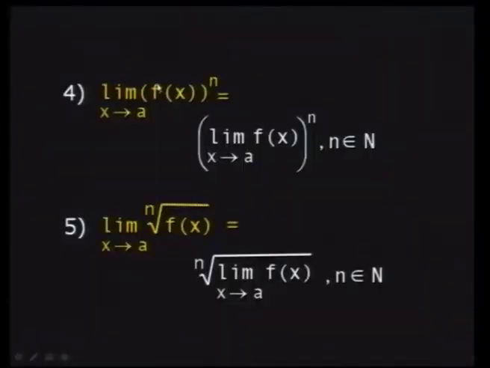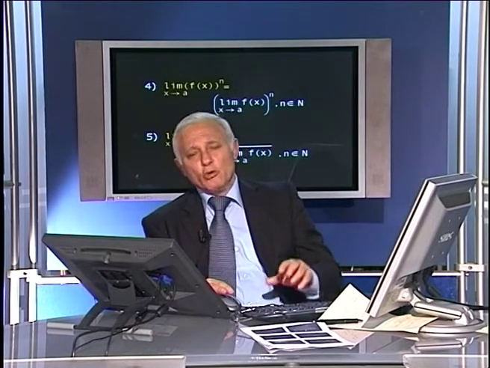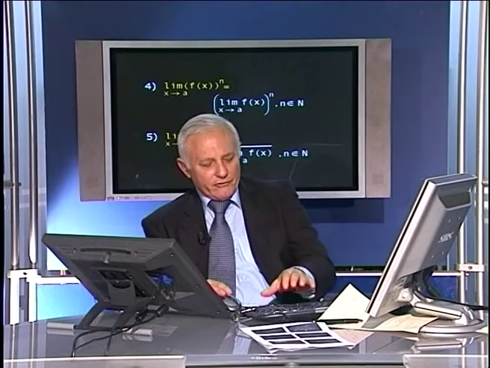Here you have a composite function of x to the power n and f of x. And here you have again a composite function of the square root of x and f of x. So when you have a composite function, f of g of x, and you investigate the limit of f of g of x when x tends to a, you first investigate the limit of g, and then you apply f to obtain f of the limit of g.